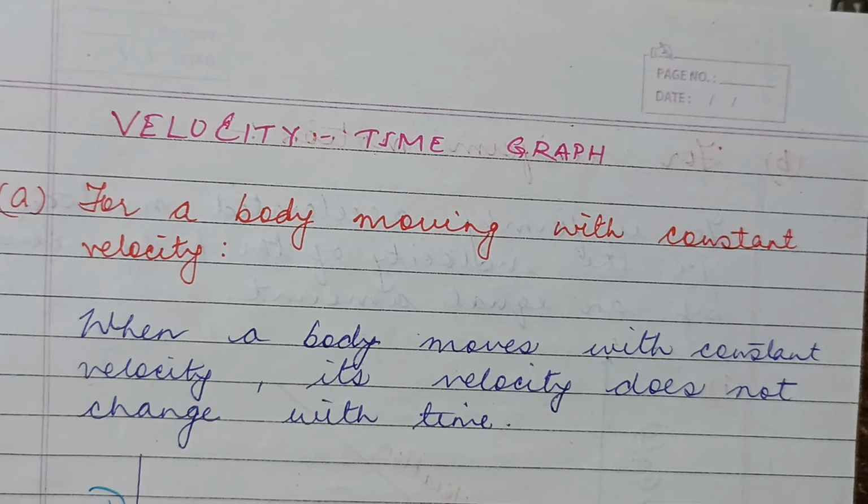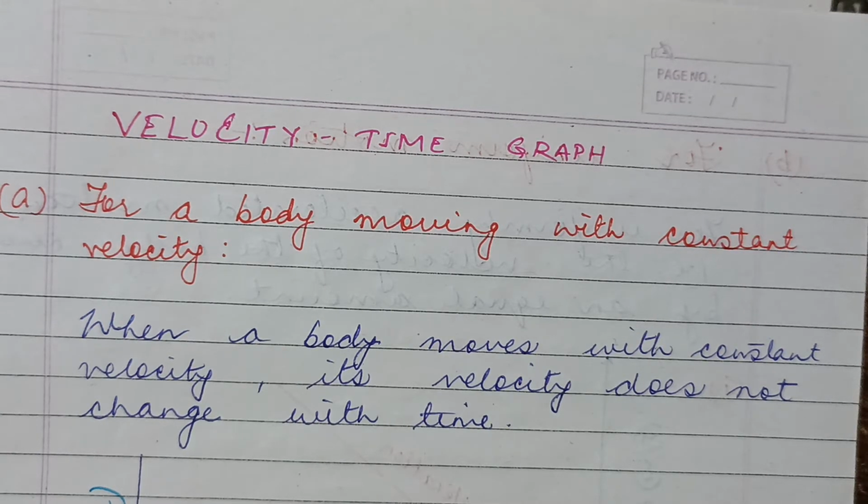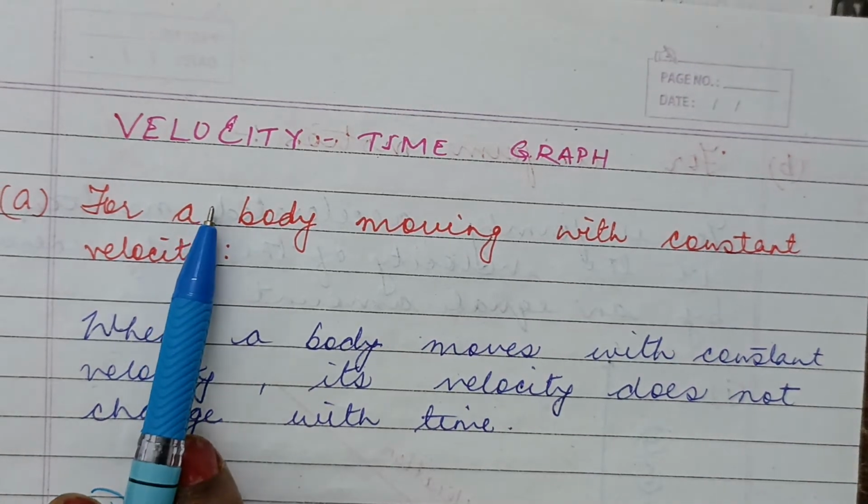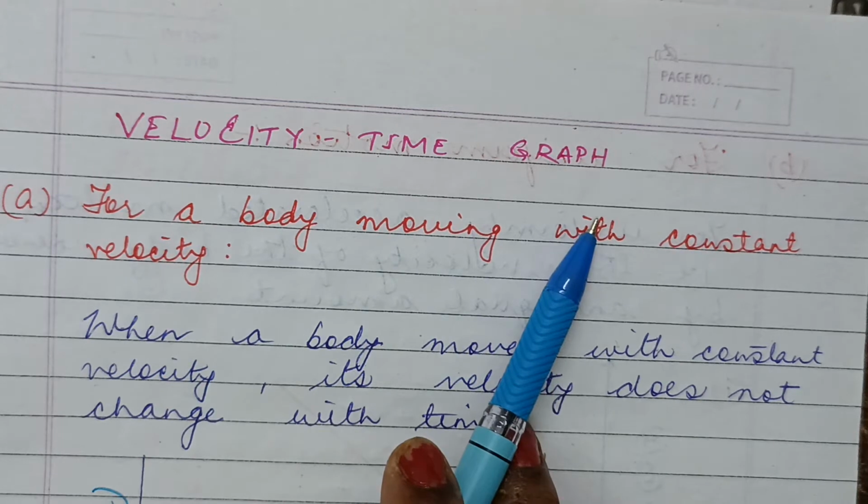So we studied about distance time graph. Three types of graph we studied. For a stationary body, in that case the graph was a straight line parallel to time axis or x axis. Then for a uniform motion and for non-uniform motion. Now we will be studying the next type of graph, that is velocity time graph.